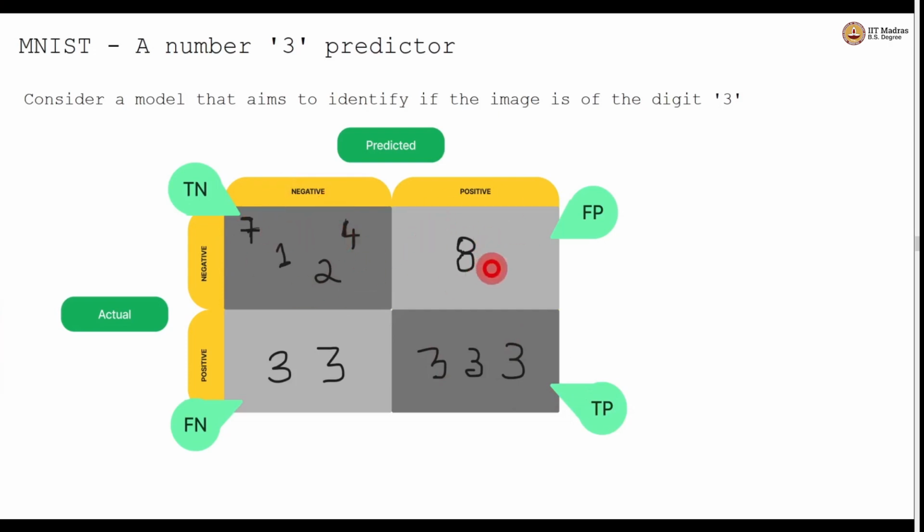And here we have a cell where the image was falsely predicted as positive. That is, it is actually negative, that is, not a 3, but our model has falsely predicted it as a 3. Likewise, in this cell we have false negatives, where its actual label is that of 3, but it is falsely predicted in the negative class.